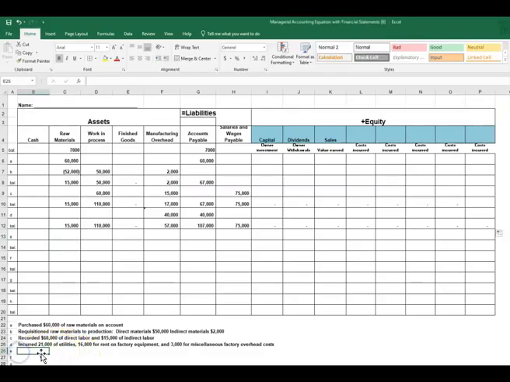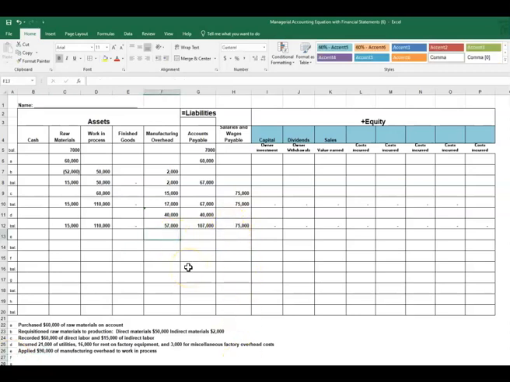So here's what that would look like. We would say that we applied $90,000 of manufacturing overhead to work in process. So we're going to take $90,000 out of manufacturing overhead, so we'll subtract it, and we're going to put it into work in process. So we've just moved it out of a holding asset and put it to the particular job right here. We'll get our new balances, and we'll see that we're still in balance by adding across and getting 182 and adding across and getting 182.